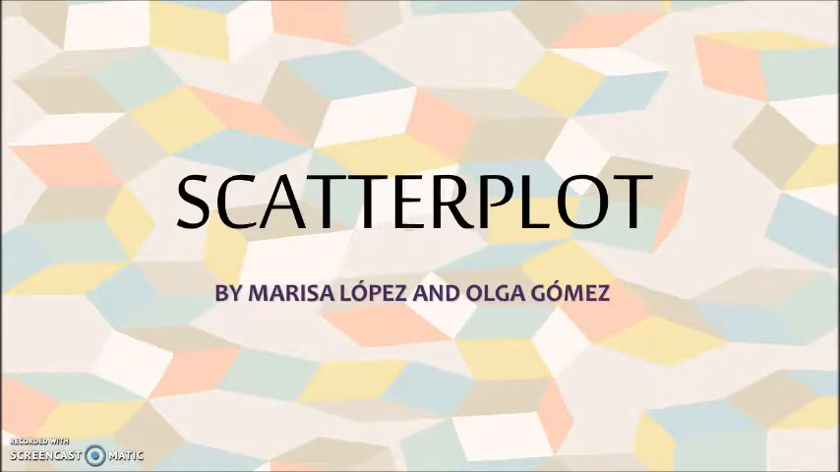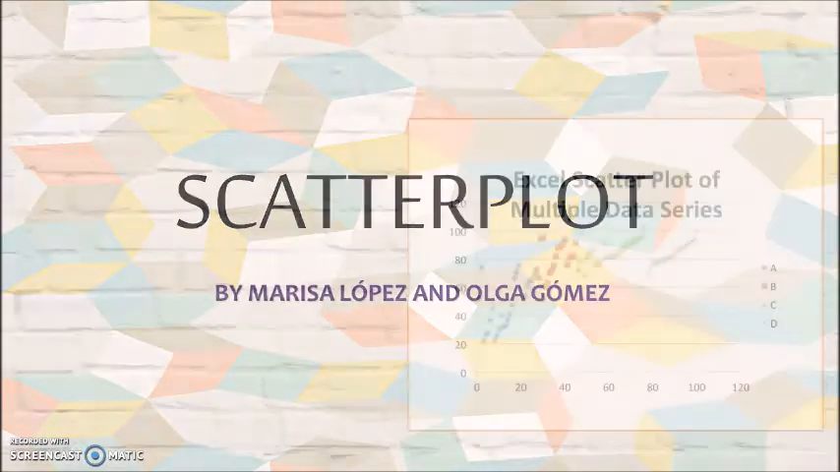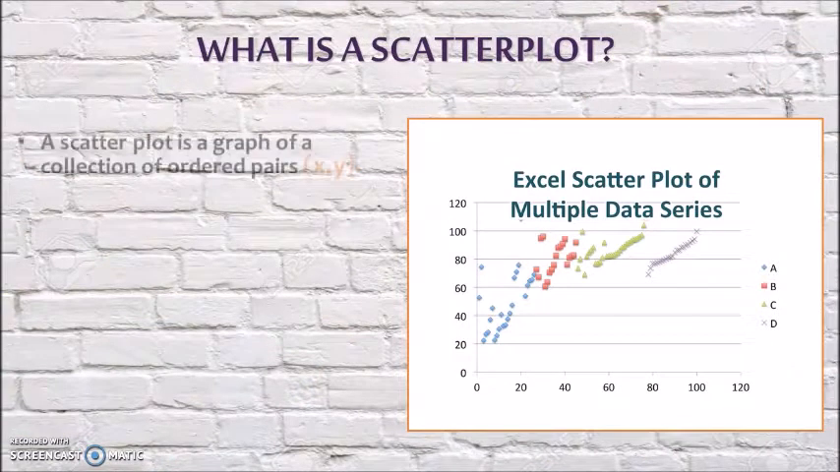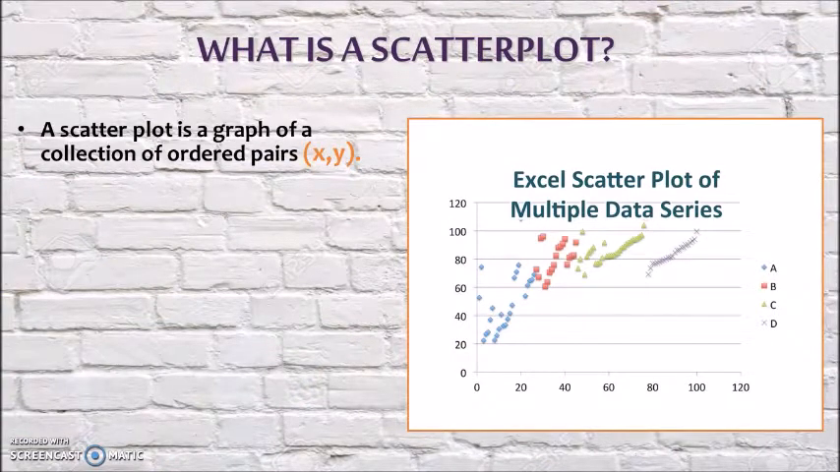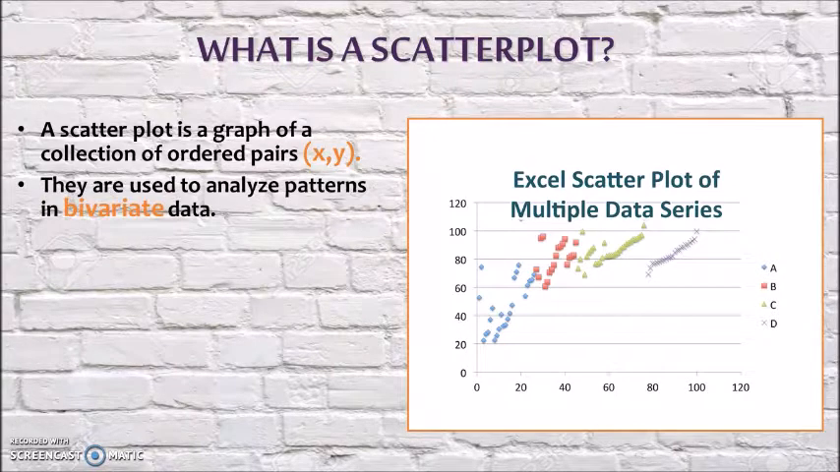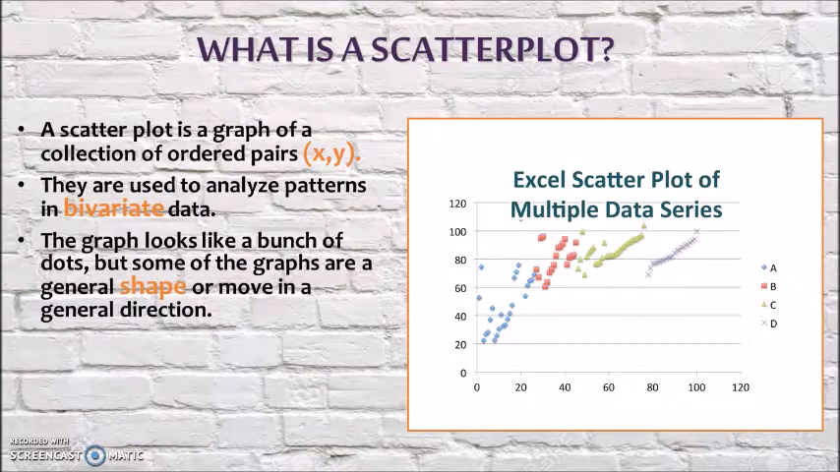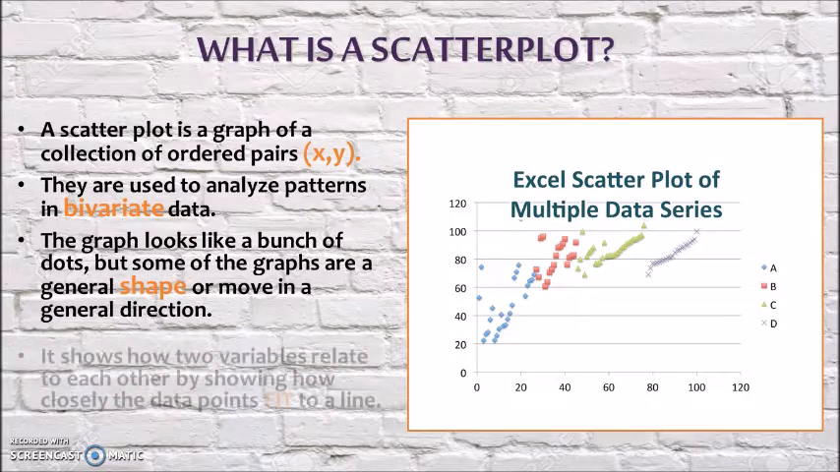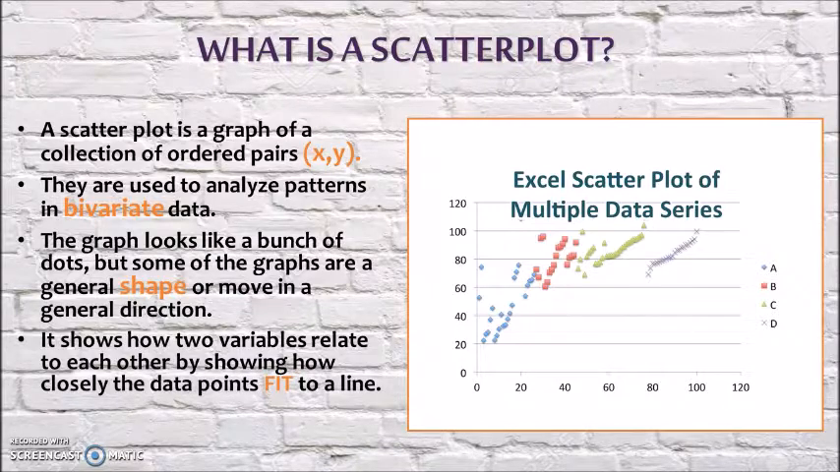Let's take a look. What is a Scatterplot? Scatterplot is a graph of a collection of ordered pairs x and y. They are used to analyze patterns in bivariate data. The graph looks like a bunch of dots, but some of the graphs are a general shape or move in a general direction. It shows how two variables relate to each other by showing how closely the data points fit to a line.